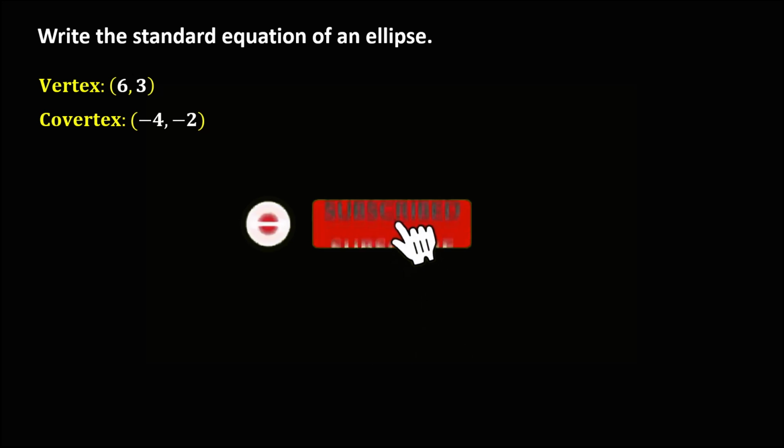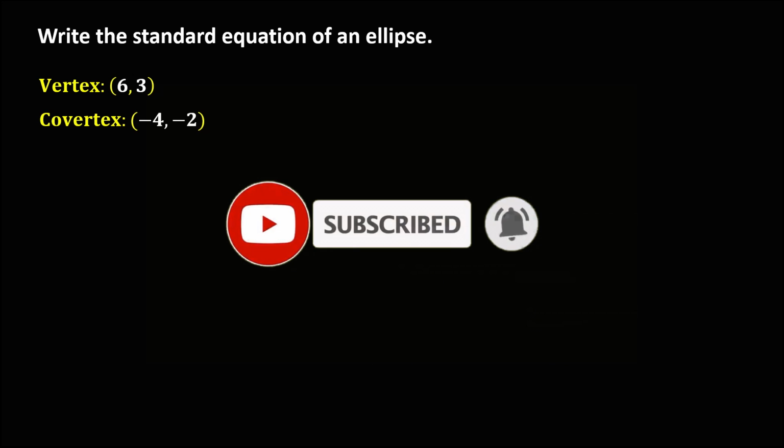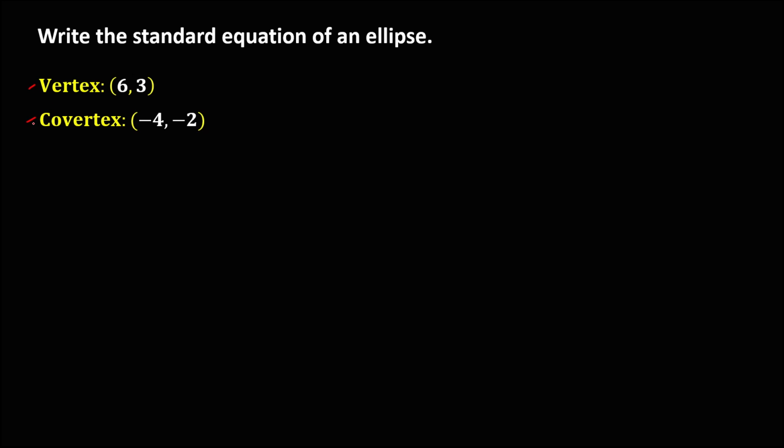So for this problem, to write the standard equation of an ellipse given the vertex and the co-vertex, first we need to plot the given coordinates. So from the vertex, x is positive 6, so this is x positive 6, y is positive 3, and this is y positive 3. Then connect, and this is now the point of the vertex.